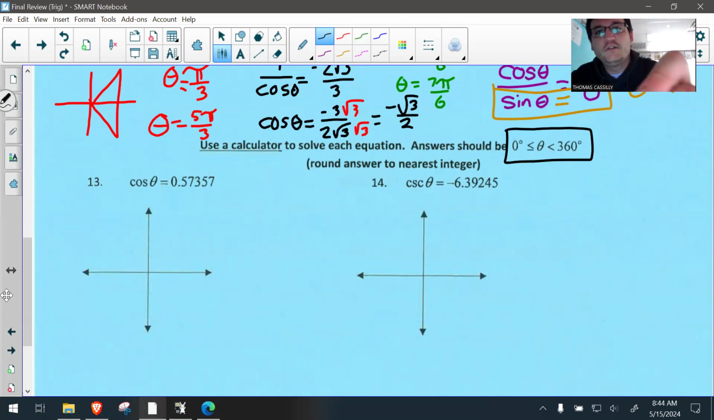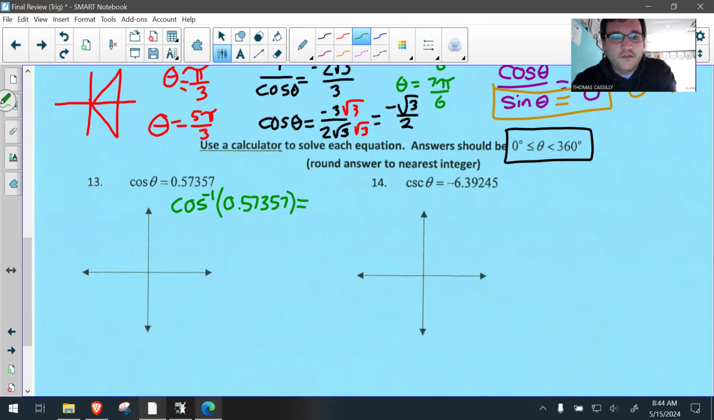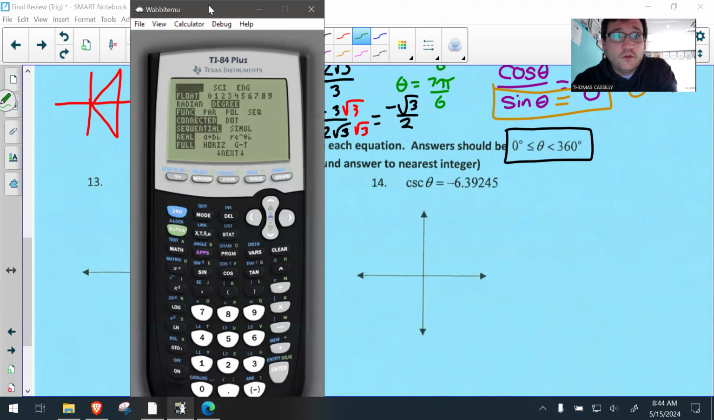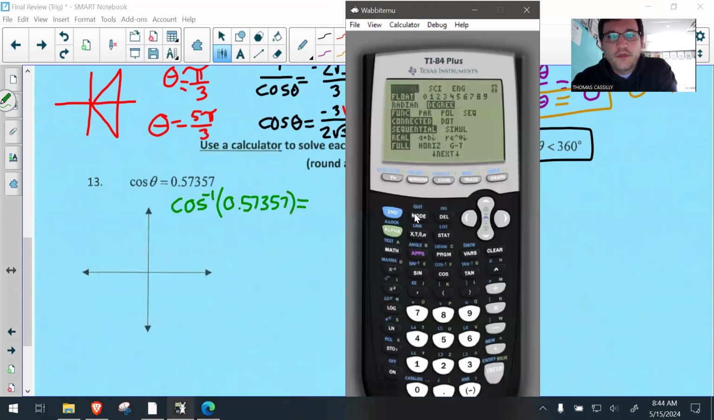So the first thing we need to do is take the inverse. We talked about this, I believe, in the previous video. So the inverse cosine of 0.57357. Right, what does that give us? No clue. No one knows what that is. You're going to need your calculator for this.